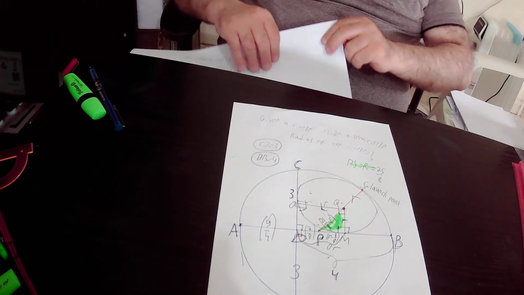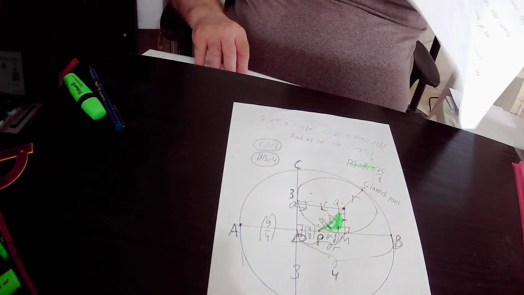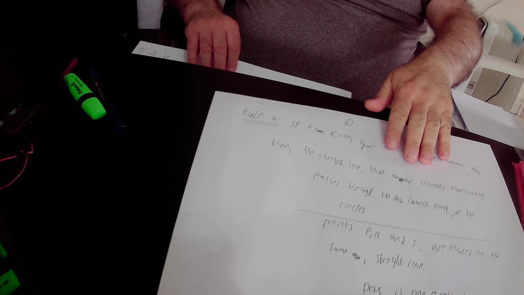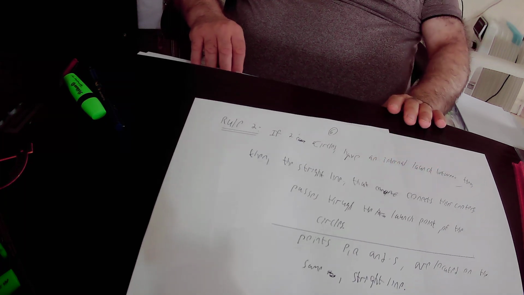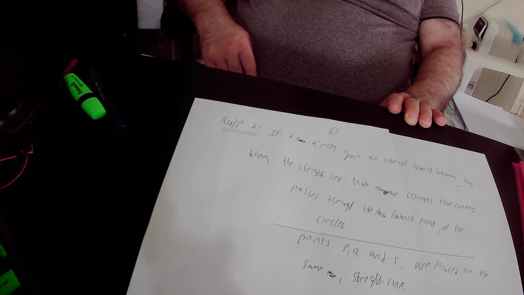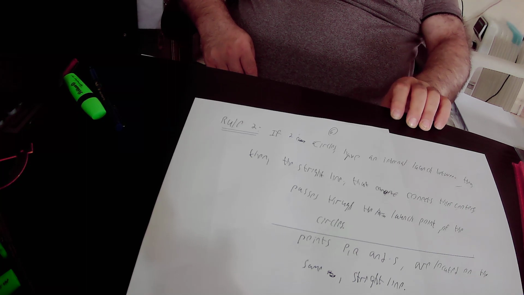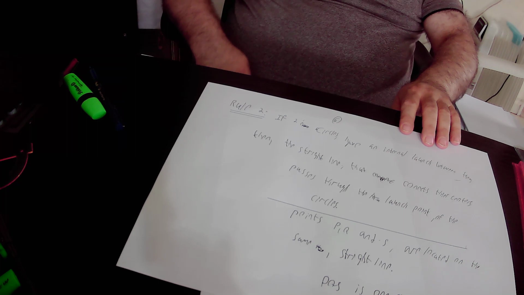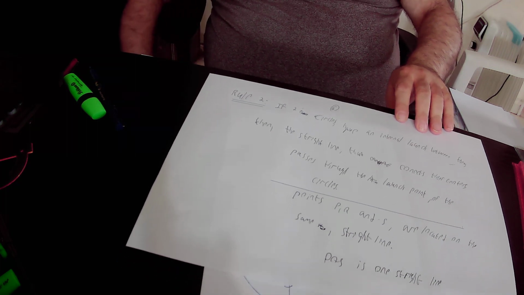Then I presented to you rule number 2. According to rule number 2, if two circles have an internal tangent point between them, then the straight line that connects their centers passes through the tangent point of the two circles. So, what is the meaning of rule number 2?